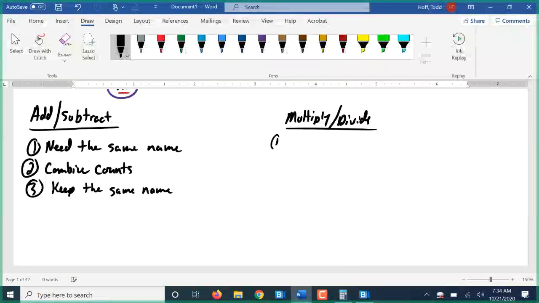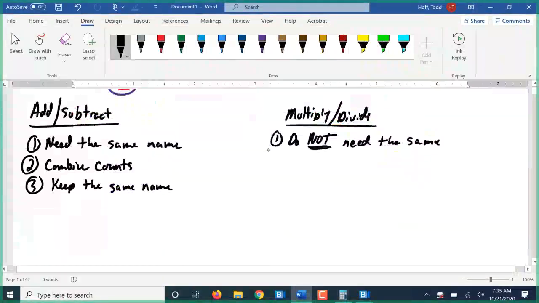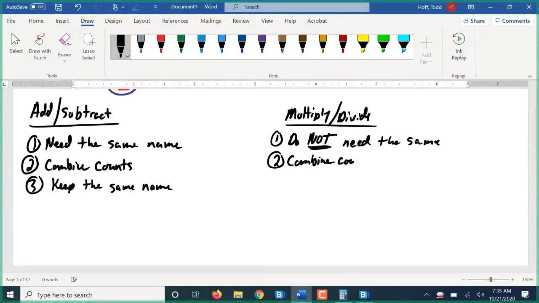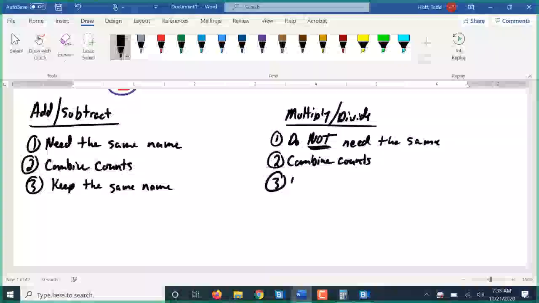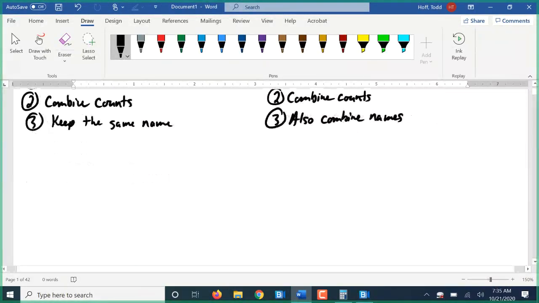When we multiply or divide, we do not need the same name. So if any of these up above would have been multiplication, we would have still been able to combine them even though they have different names. We combine counts. And then we also combine the names. So let's look at some examples here.